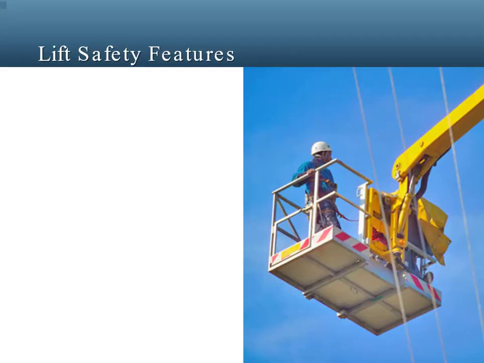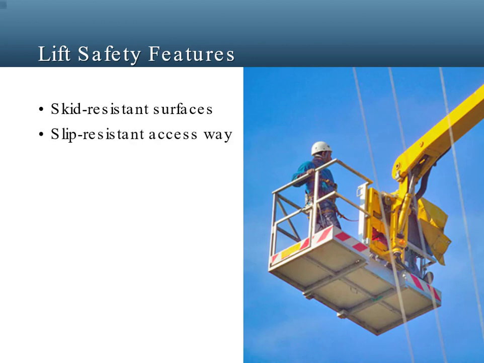OSHA requires that all aerial lifts have certain safety features. The lift must have skid-resistant stepping, standing, and working surfaces. The access way for entering and exiting the aerial lift, including any rungs or steps, must have slip-resistant surfaces. The sides or top guardrail of the platform must be between 38 and 45 inches high to prevent the worker from falling out.